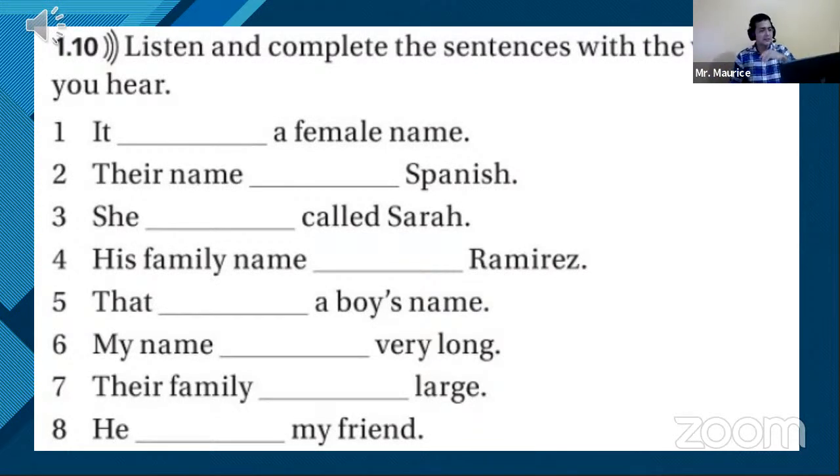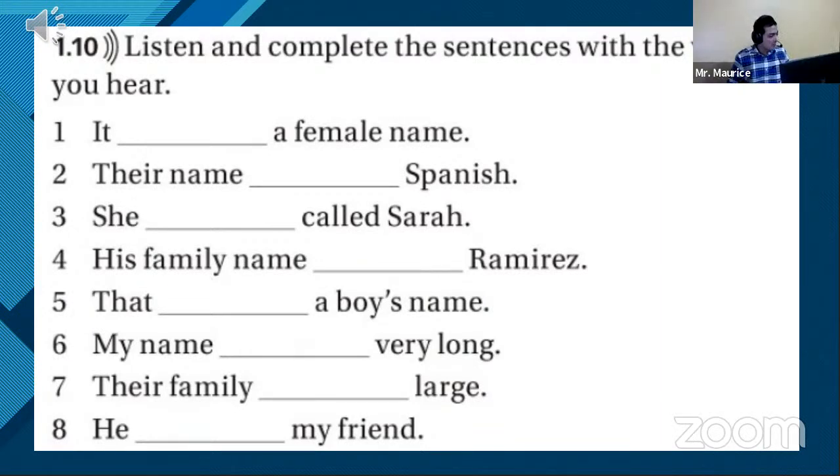Fantastic, miss. Let's continue. Okay, let me pick up another student from here. It's gonna be Miss Narcisa Gamba. Good morning, miss. Good morning, teacher. Okay, please help me with the exercises, number 3 and number 4, please. She is called Sara. 4. His family name is Ramirez. Okay, so remember the word names. His family's name's Ramirez. Can you repeat again the number 4, miss? His family's name's Ramirez. Okay, bring it on.